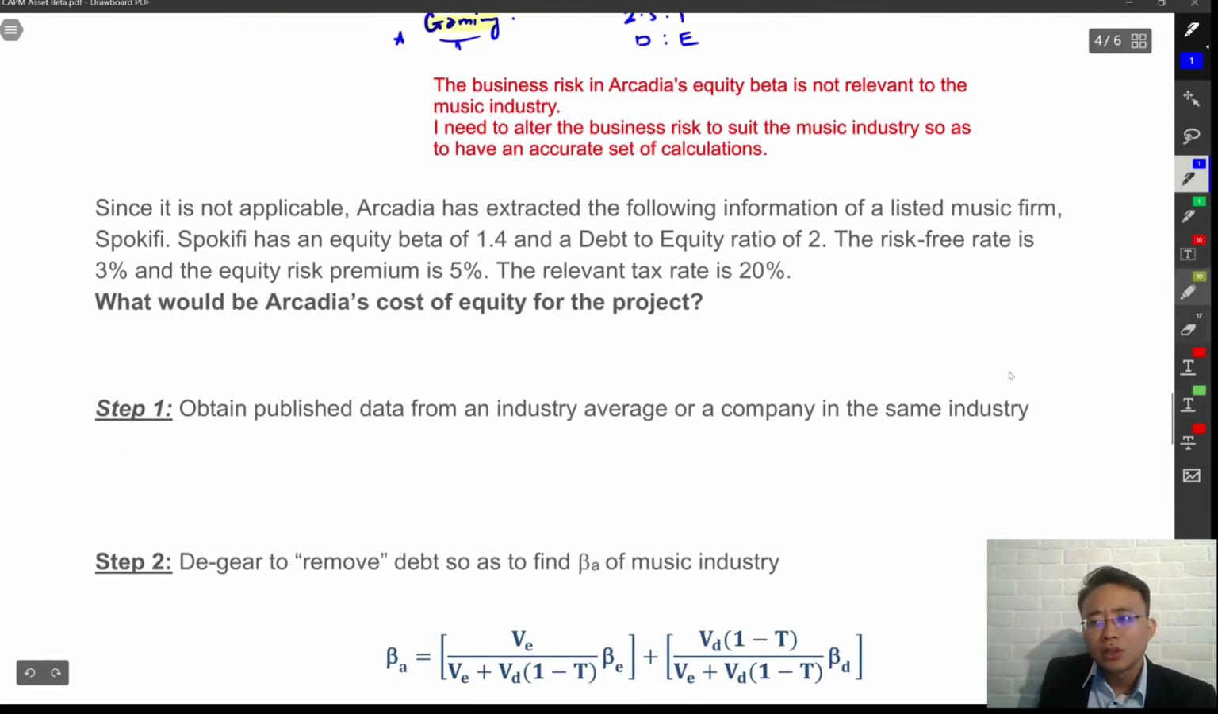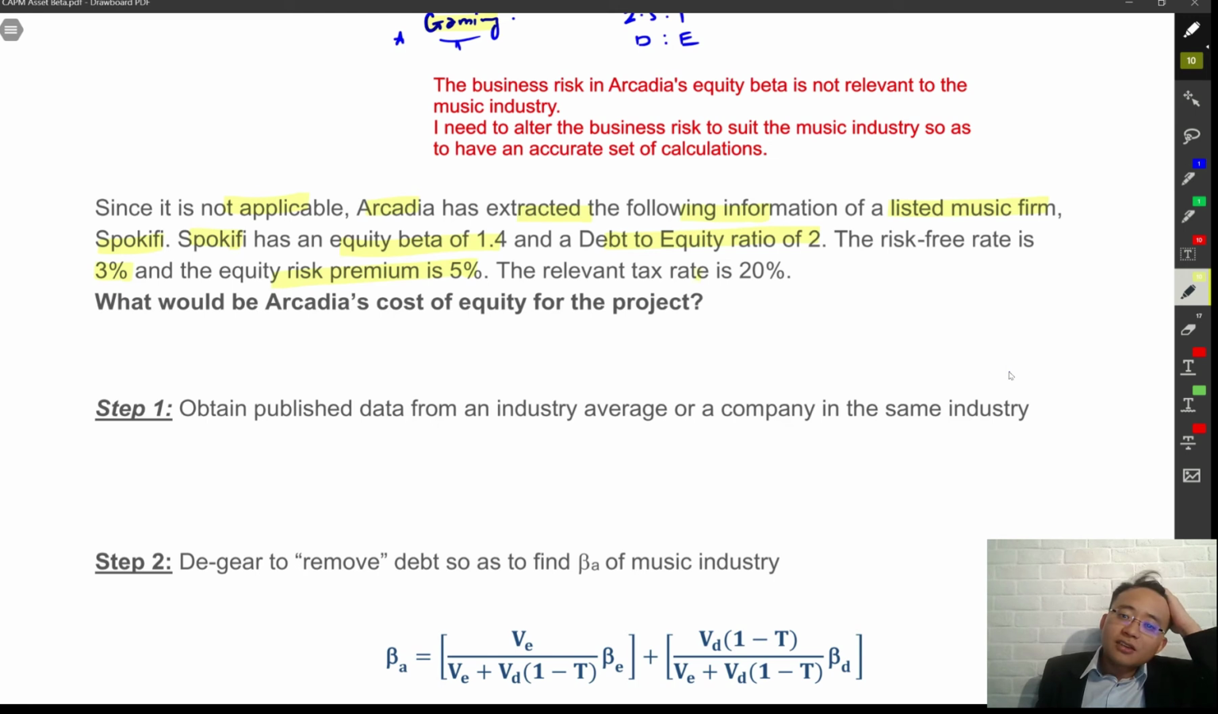So, since my equity beta is not applicable, Arcadia, intelligently enough, has extracted the following information of a listed music firm, Spotify. Now, Spotify has an equity beta of 1.4, debt to equity ratio of 2, risk-free rate 3%, equity risk premium 5%, tax rate 20%. You are flooded with many numbers. Now, how do we use them to find the correct cost of equity for the project?